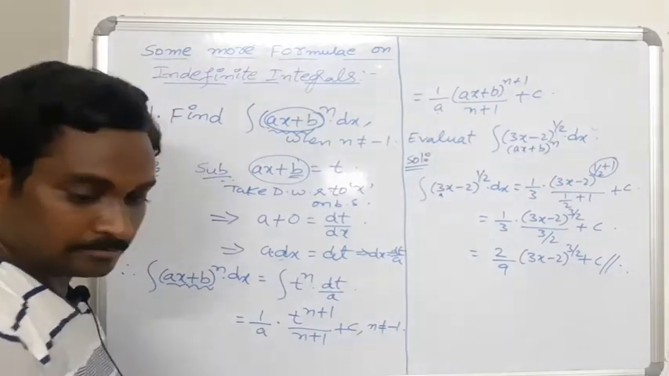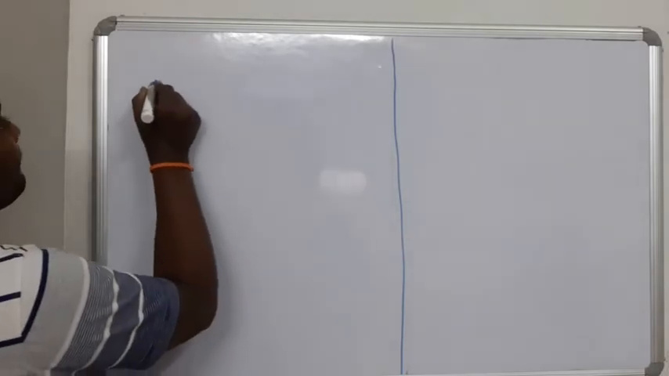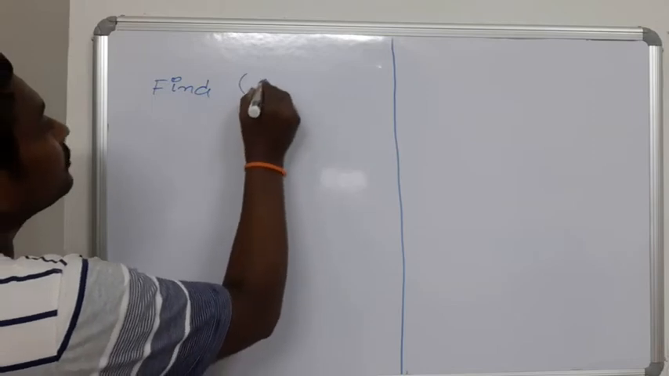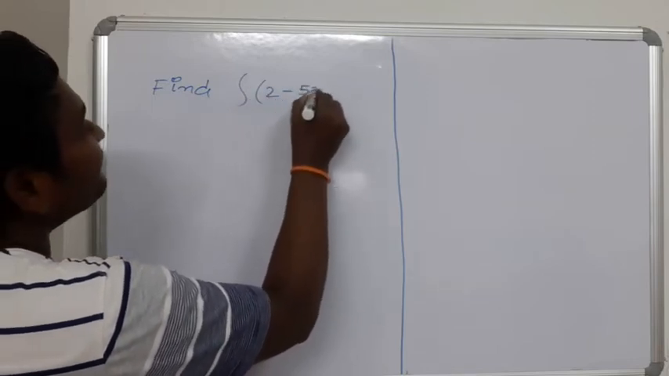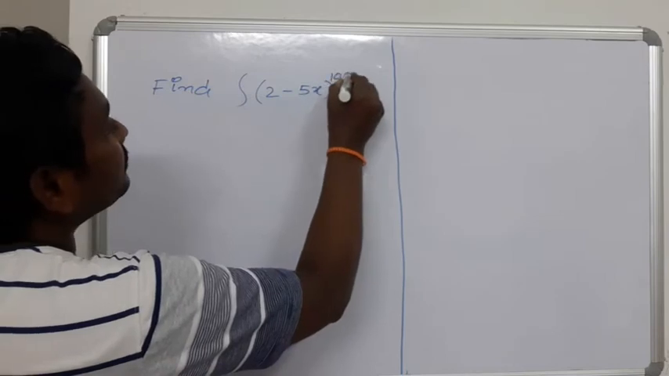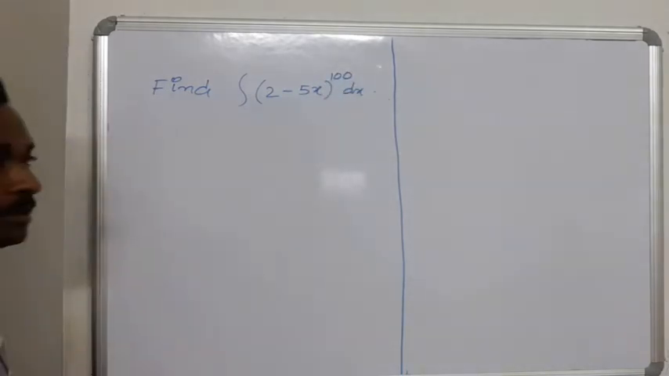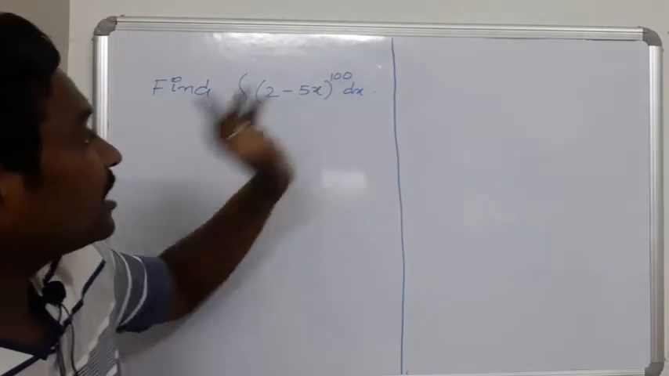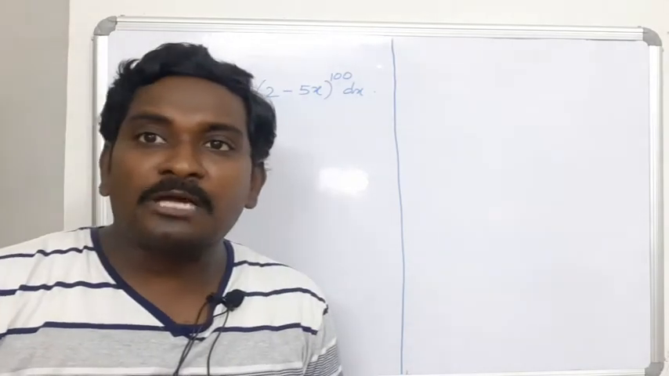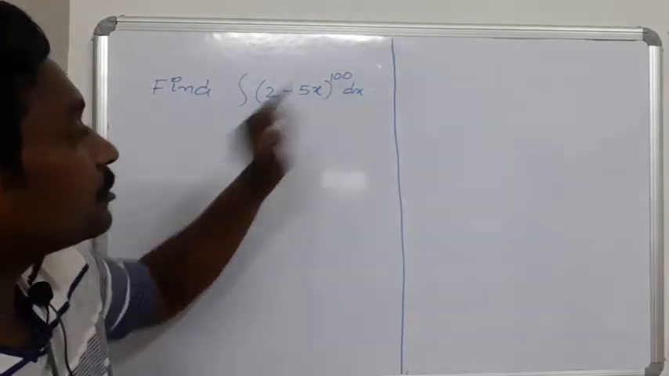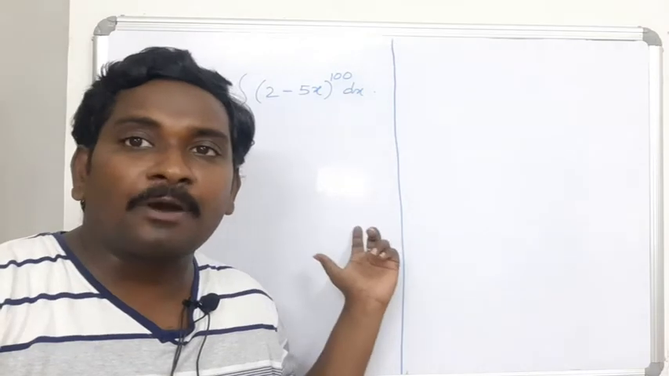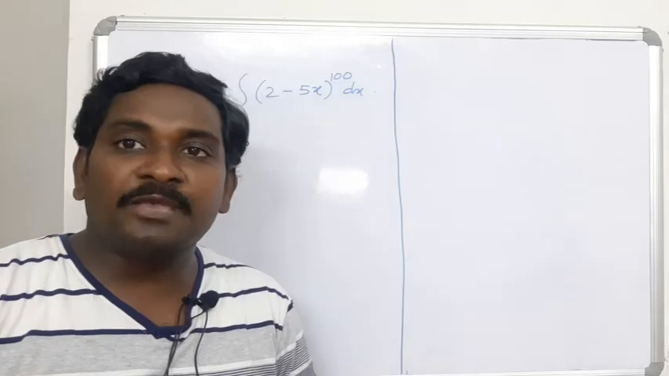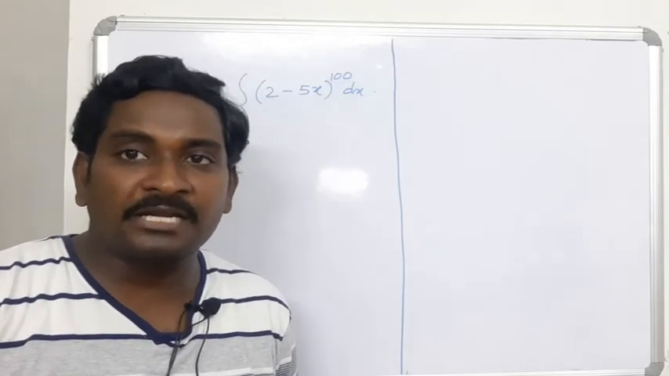See one more example. Next problem. Find integration of (2 minus 5x) whole power 100 dx. Suppose we have to find integration of (2 minus 5x) whole power 100 dx. It is not possible to expand (2 minus 5x) whole power 100. We can solve this type of problem by using the previous formula, which is integration of (ax plus b) whole power n, a very important formula.